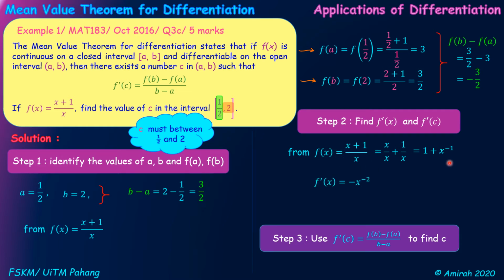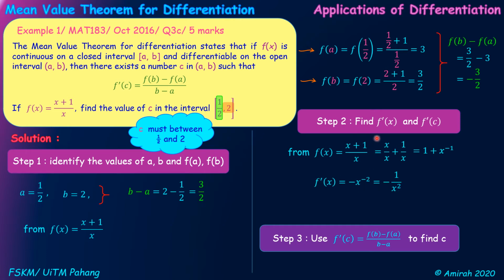From here, when we differentiate f(x), we get f prime x. We differentiate 1 equals 0, no need to write. And then we differentiate x to the power of negative 1 using the power rule. So we move negative 1 to the front here, so we get negative, and then x, and then negative 1 minus 1, so we get negative 2 here. Then we can move x to the power of negative 2 down, using the properties of indices, so we get negative 1 over x squared.